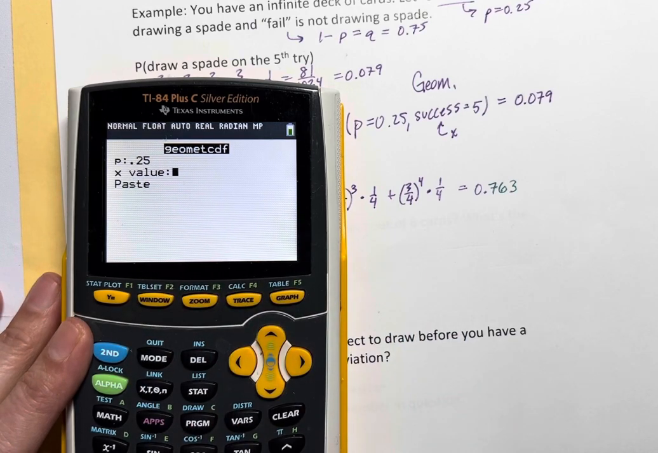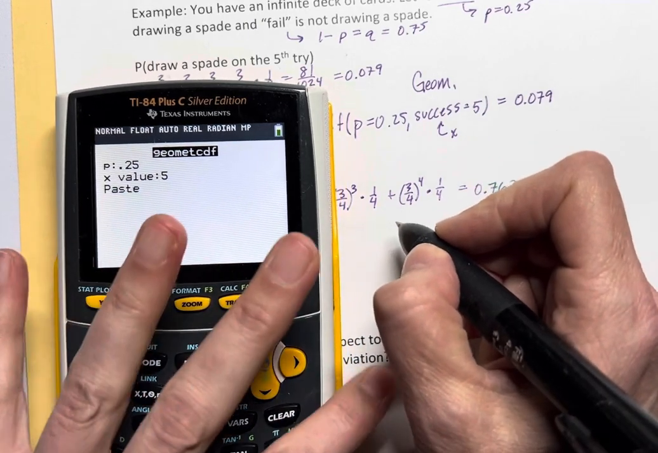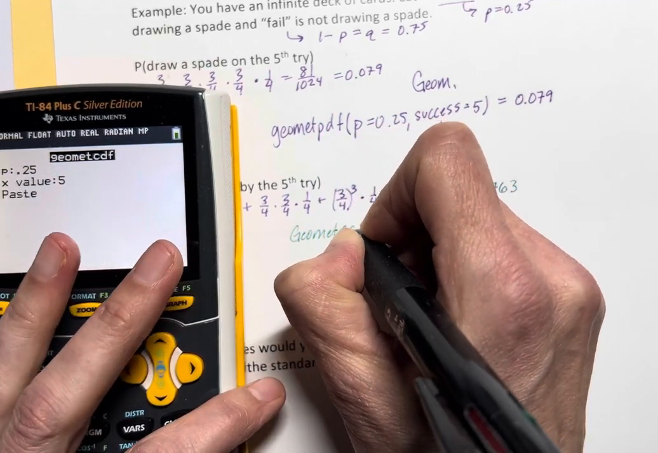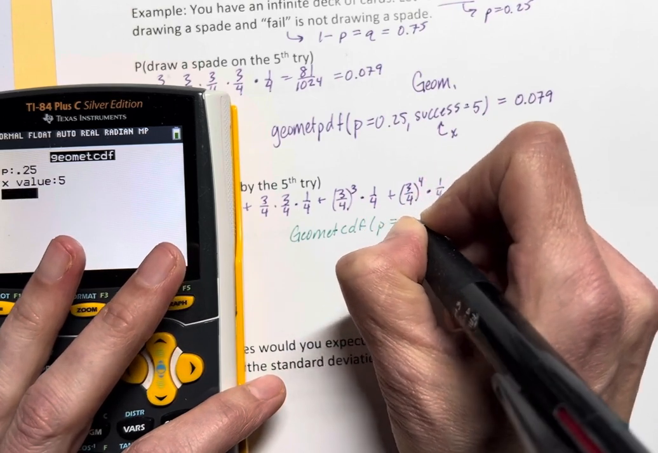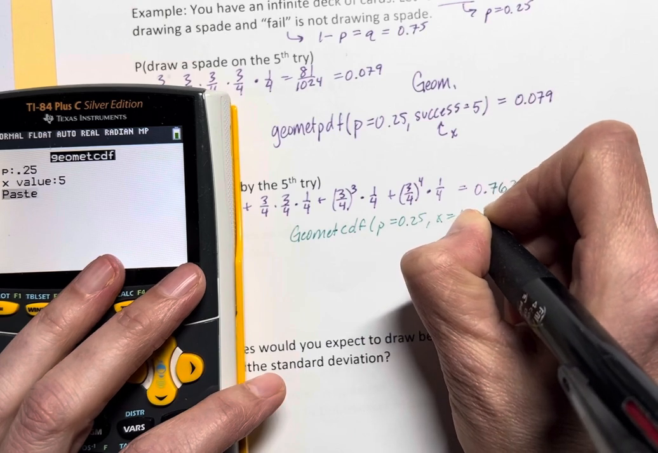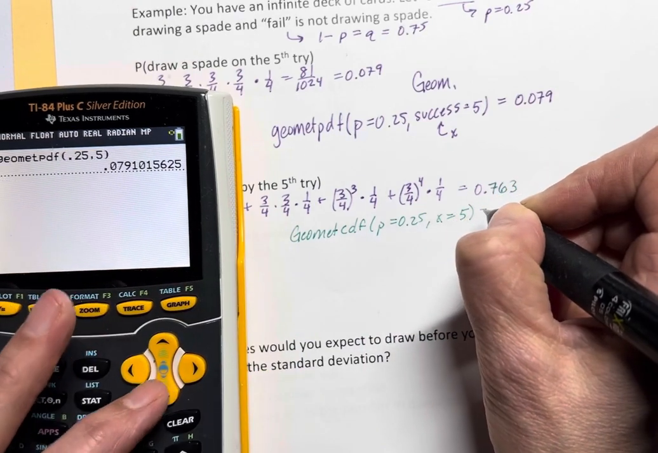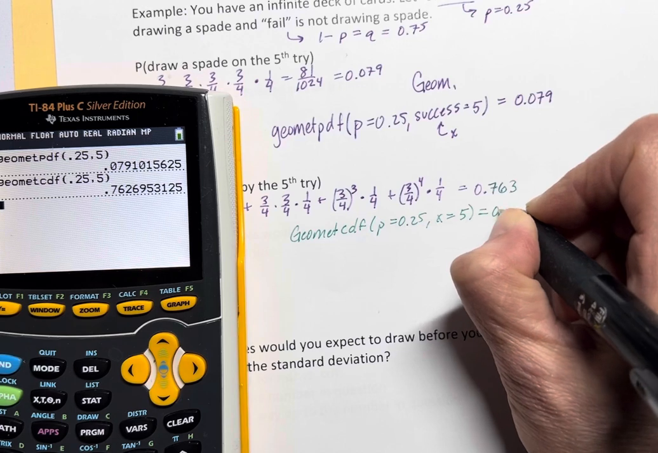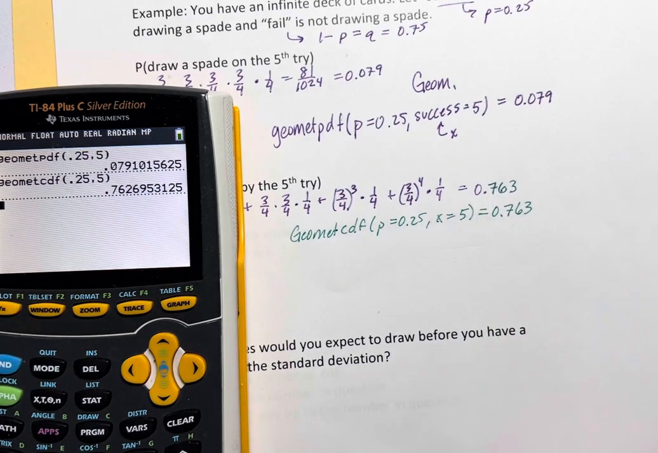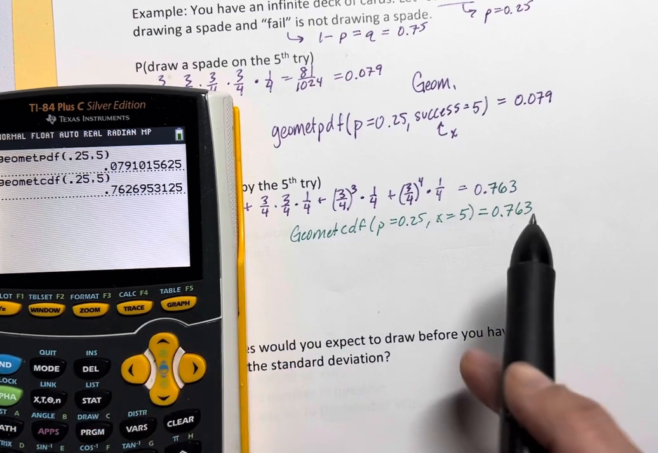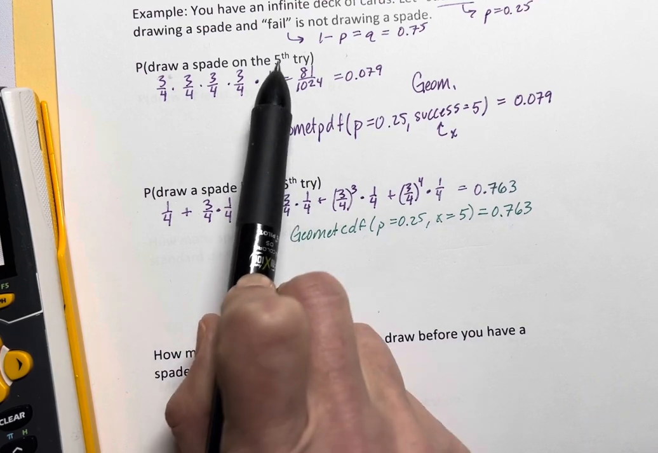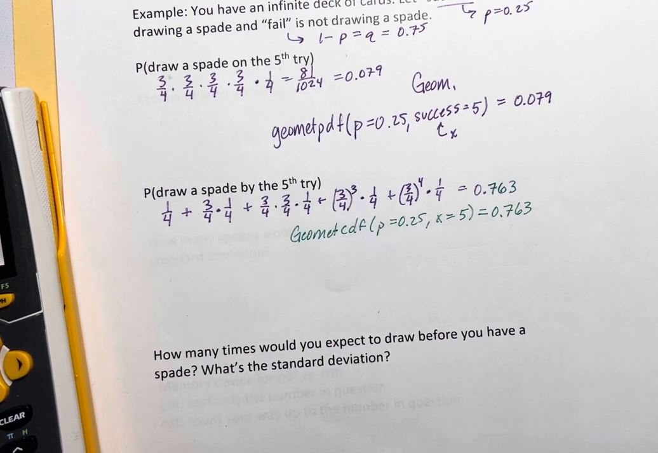We put the 0.25 in, we put the 5 in, we write down geometCDF, and then p is 0.25. I can either write success or I can write x. We have a 5 there, and I paste that, and I get 0.763, which is what I had before, of course. So it makes good sense that you are far more likely to get your spade on or before the 5th try than on the 5th try, right? It's good that that makes sense.